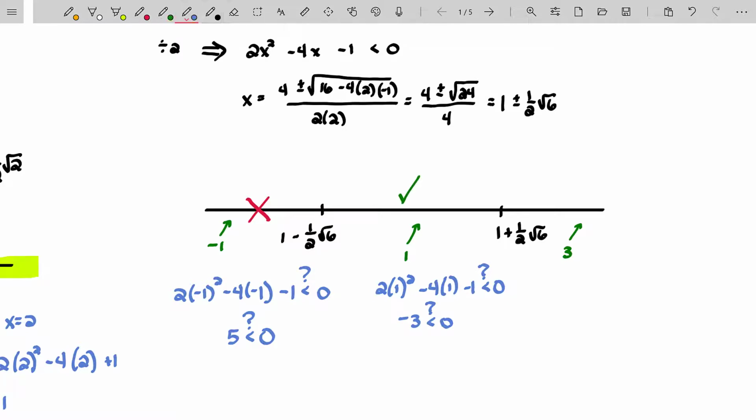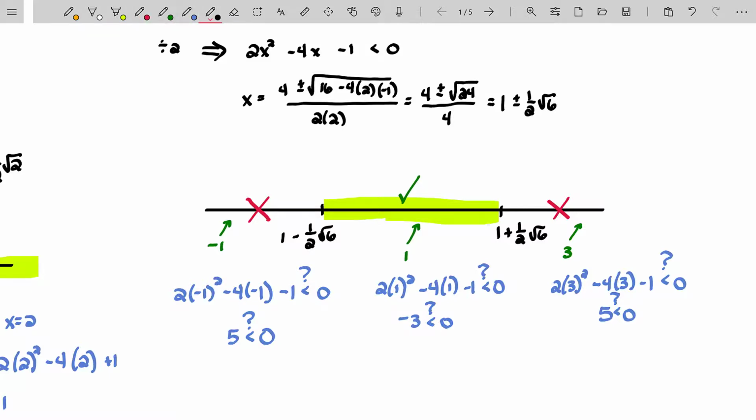And then finally, trying the rightmost region. Is 2 times 3 squared minus 4 times 3 minus 1 less than 0? And the answer to that is absolutely not. That'd be 18 minus 13, which is 5, and that is definitely not less than 0. So we can say this region is not part of our solution set. So the solution set to this specific quadratic inequality is that highlighted region right there.